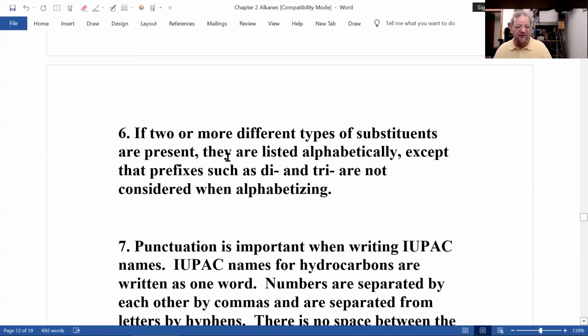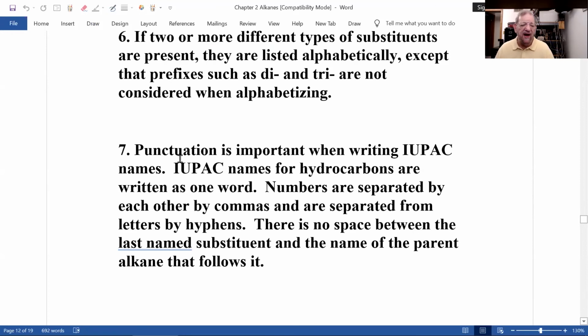Now, I've already covered number 6. If 2 or more different types of substituents are present, they're listed alphabetically, except prefixes I forgot to mention, but this is true. Di and tri are not considered when alphabetizing. I'm not going to hold you to this rule.